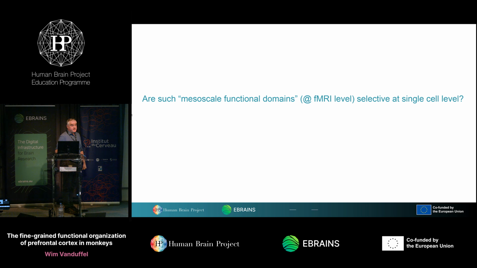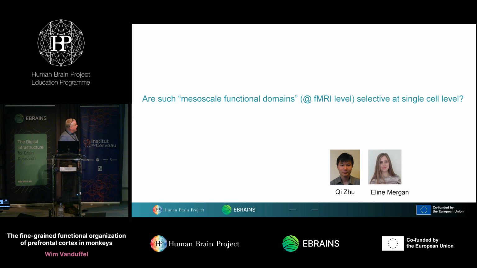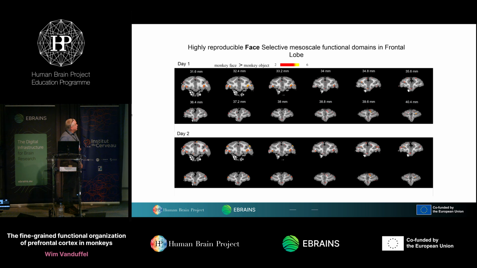These are very laborious experiments because you really have to go there, target it, and so on. Again, there is a PhD student in my lab who started doing that, and she has been involved for quite a few years now, where we targeted face selective mesoscale patches in frontal cortex, and again, very reproducible. One day of scanning, the other day of scanning, and you see very highly reproducible patterns. The whole idea is to go there with electrodes in several of these patches, not just one.